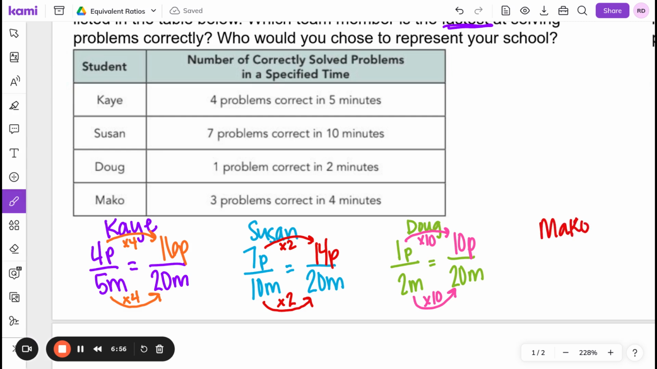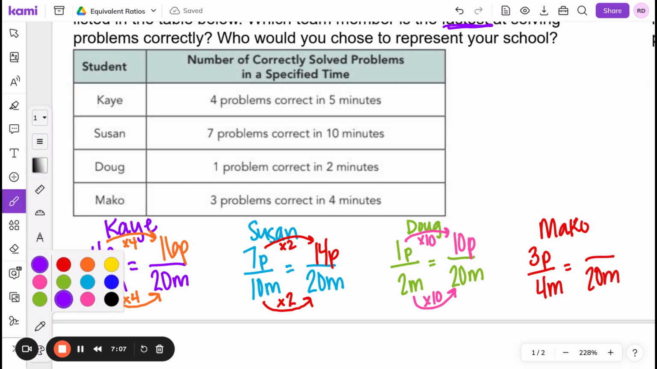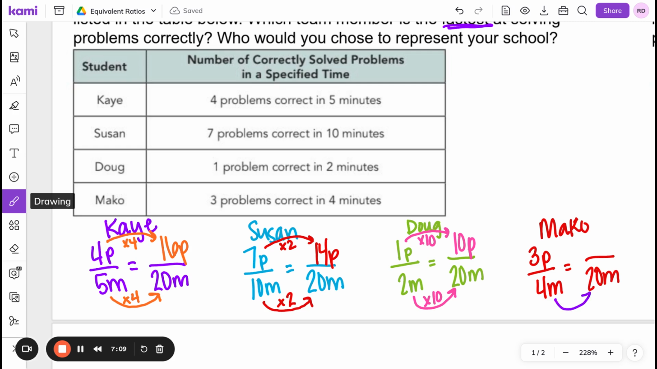Last up is Mako. They can solve 3 problems in 4 minutes, but the competition is 20 minutes. So how do we turn a 4 into a 20? We multiply by 5. Whatever I do to the bottom, I do to the top. So they sneak in second at 15 problems. So the fastest person, or the person answering the most problems correct, is Kay. So we would pick Kay to represent the school.